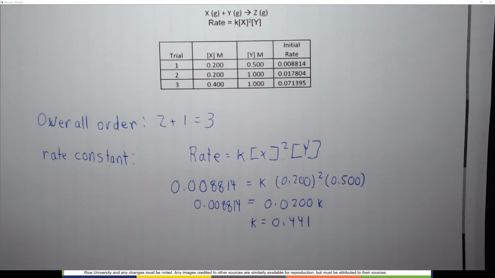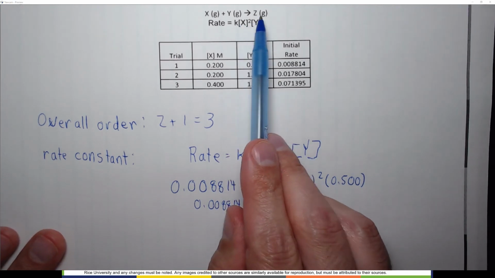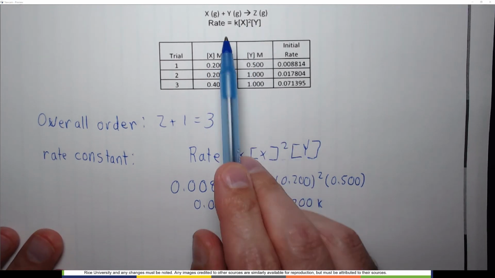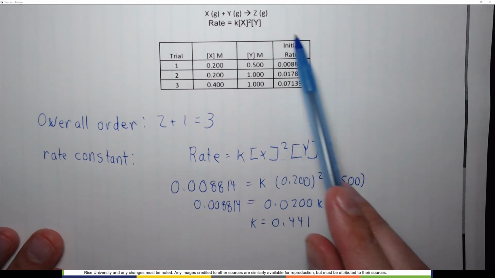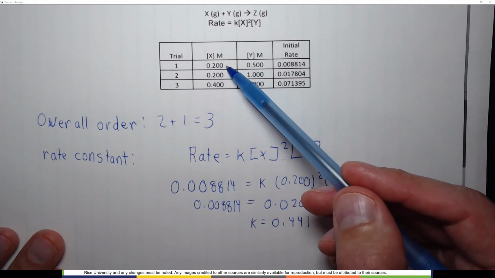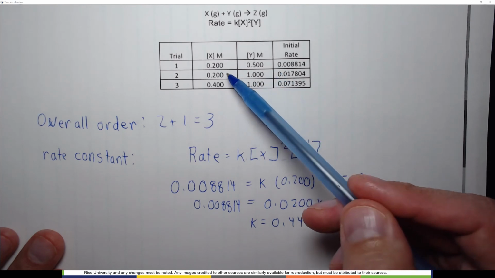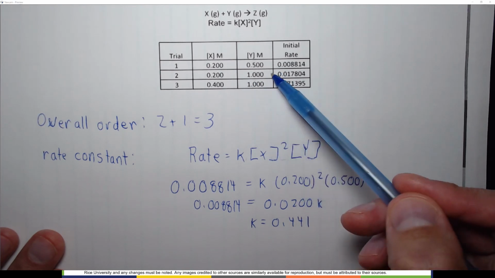So, a lot of work, but we were actually able to determine the values of m, n, and k by doing simply 3 trials where we did them very carefully. We changed the concentration of y in this case between 1 and 2 and not x, and between 2 and 3 we changed x and not y.